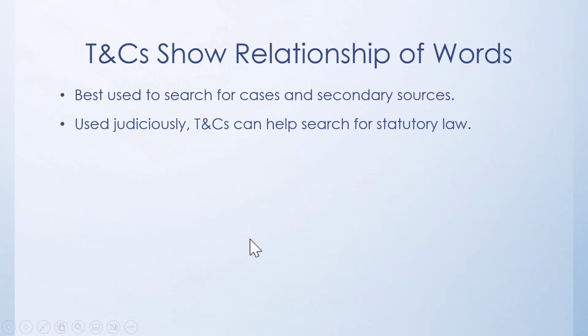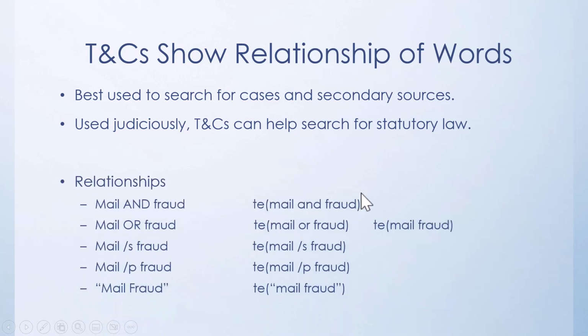Now, what do I mean by terms and connectors show the relationships of words? Well, you think of the words that are most likely to apply to the problem you're researching. So, for example, if you're trying to find a statute that's about mail fraud, there's a number of ways you could go about asking Westlaw to search for that. And here are some of the relationships. There are some more, but I'm going to save those for cases. Now, the terms part are the words, mail and fraud.